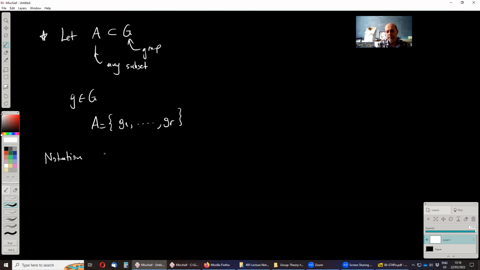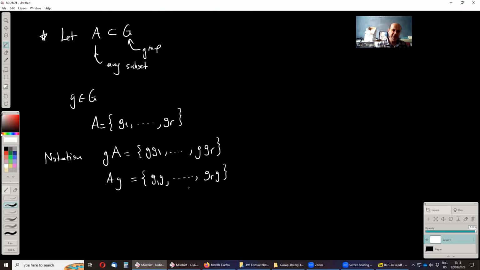By notation, for example, G multiplied with A, I mean the set that's obtained by multiplying all elements of A with G from the left. And A multiplied with G is the set that you obtain by multiplying all elements within that set by G from the right. This is a convenient notation because at some point we are going to use these kinds of things.